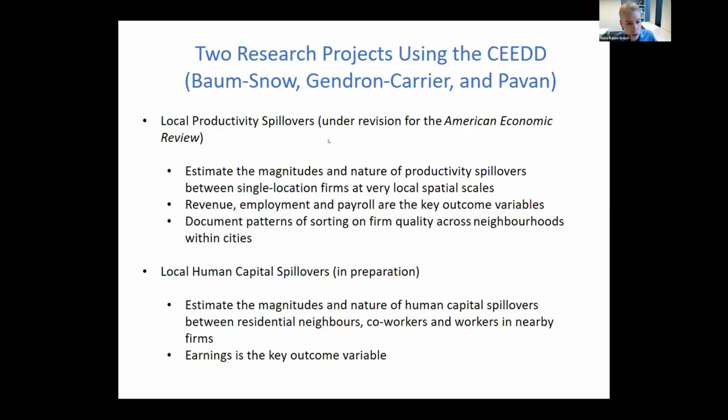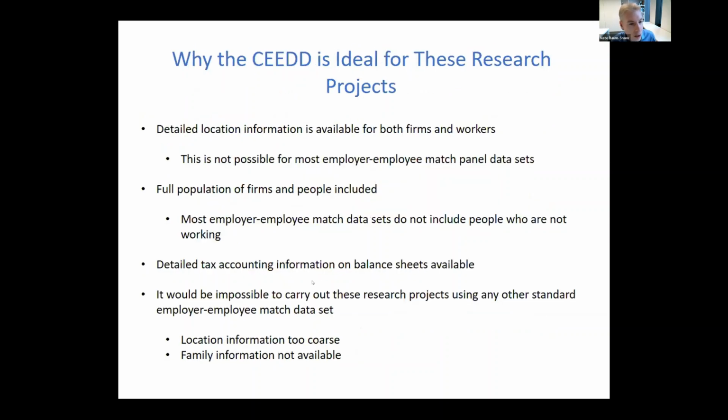So as I said, I have these two projects using the SEED. One we're revising for the American Economic Review now, and it's about estimating the magnitudes and nature of local spillovers between single location firms at very local scales. And we're primarily using the revenue, employment, and payroll data for these firms to do this. And we use that to both estimate productivity spillovers and document patterns of sorting on firm quality across neighborhoods within Toronto, Montreal, and Vancouver. And then we have this second project, which is about estimating spillovers between workers at residential and work locations, where we're using earnings as the key outcome variable.